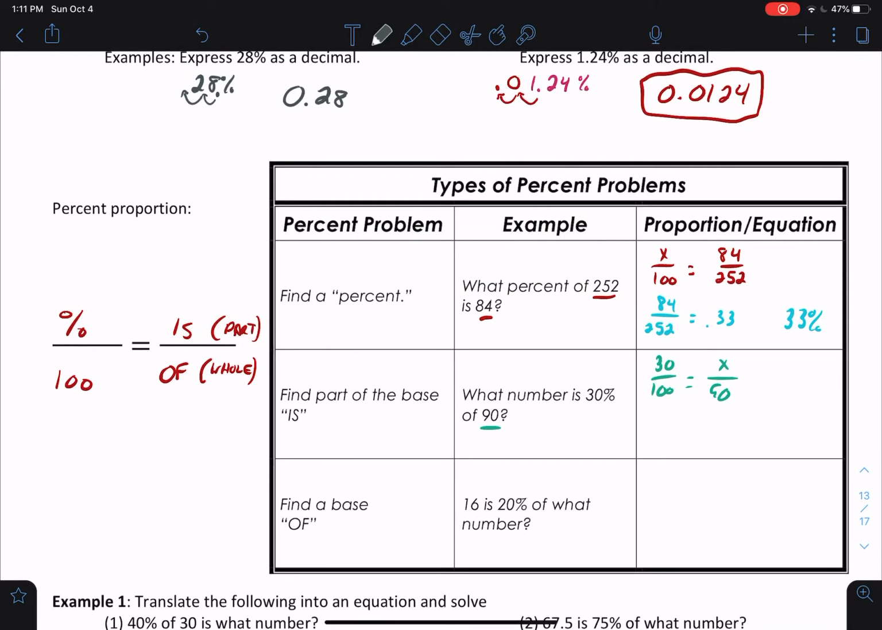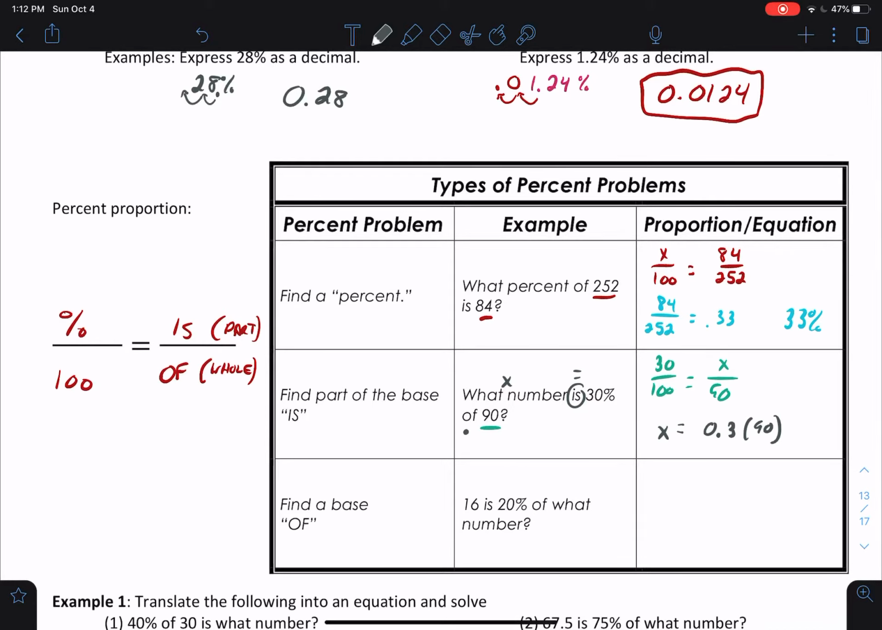So what number, so we don't know what the number is, so that's our x equals, 30% of, which is multiplication, 90. So x equals 30%, so we're going to write that as a decimal, 0.3, times 90. Okay? So x equals 0.3 times 90. We want to translate these into an equation.